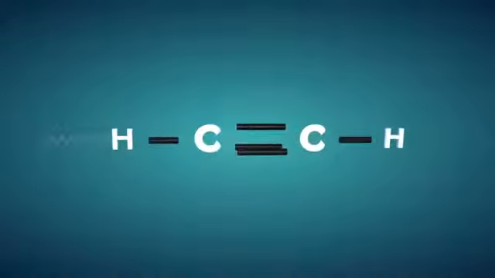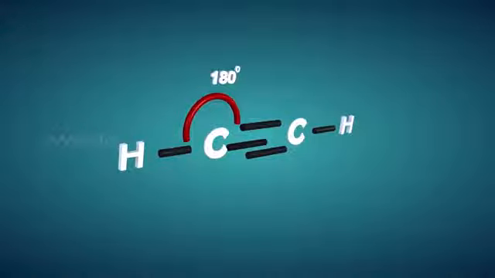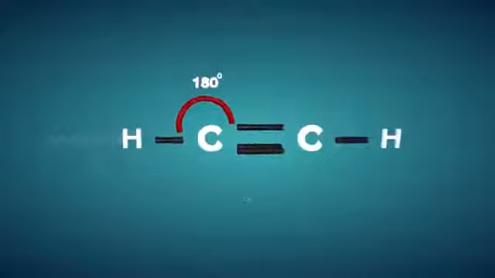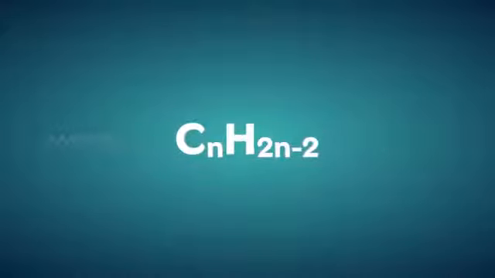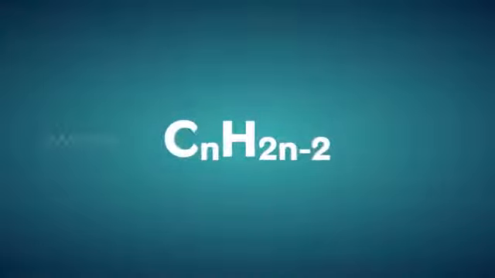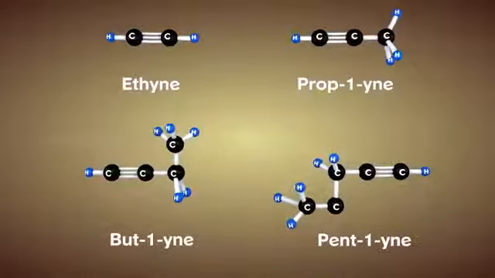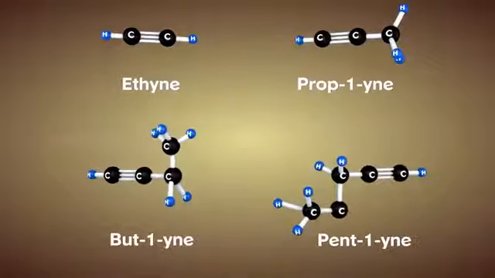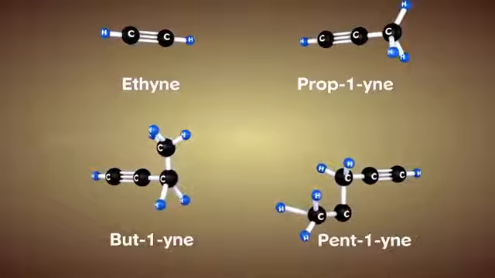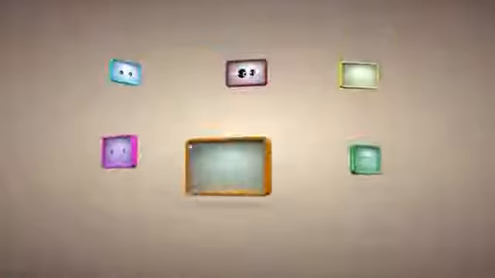The CCH bond angle is 180 degrees. Its chemical formula is C2H2. The general formula representing alkynes is CnH2n-2. Let's now familiarize ourselves with some of the other members of the alkyne family. Things to remember.